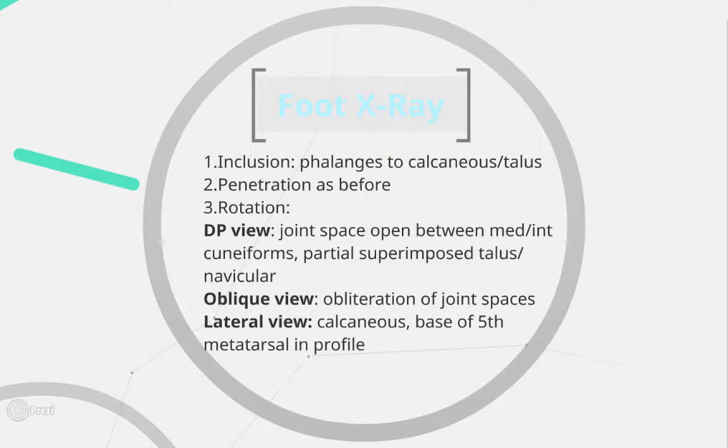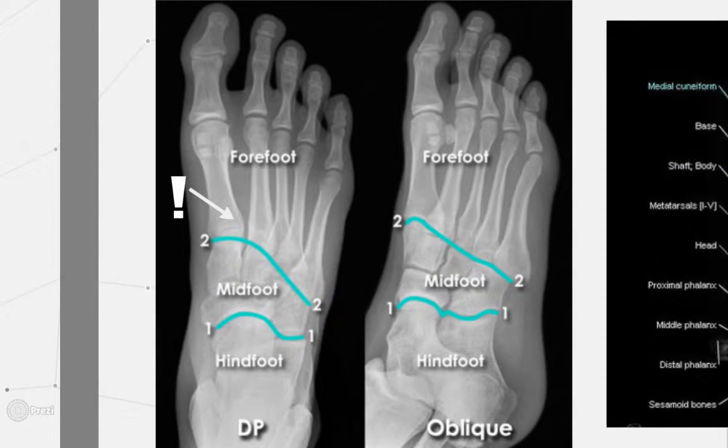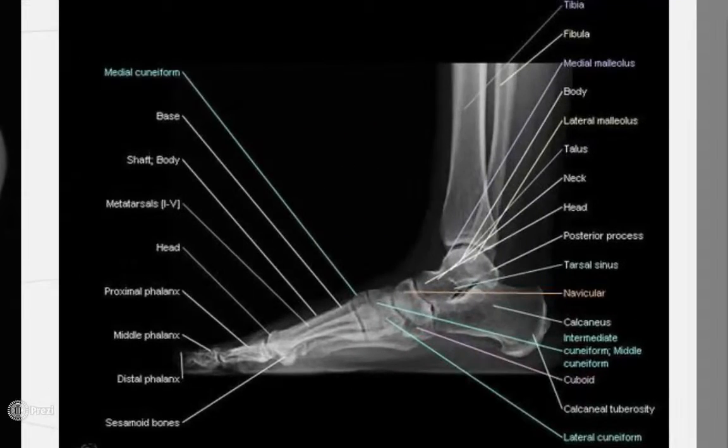On any foot X-ray, ensure that you can see from the calcaneus/talus all the way through to the phalanges. On DP view, there's an open joint space between the medial and intermediate cuneiforms. This is obliterated on oblique view, which is taken at an angle of 40 degrees. On lateral view, ensure that the calcaneus and fifth metatarsals are seen in profile.